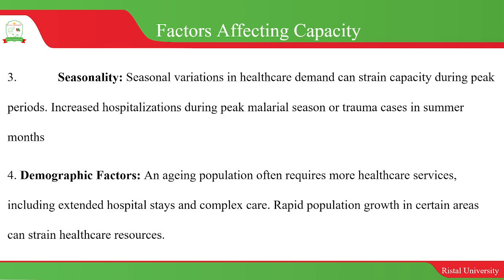Number three, we look at seasonality. Seasonal variation in healthcare demand can strain capacity during peak periods. Increased utilization during peak malarial periods is an example we are giving here.